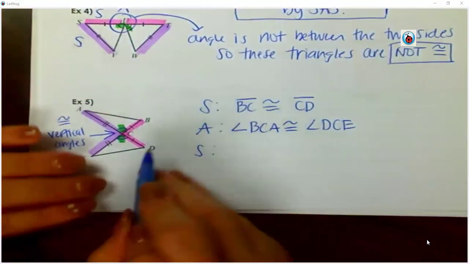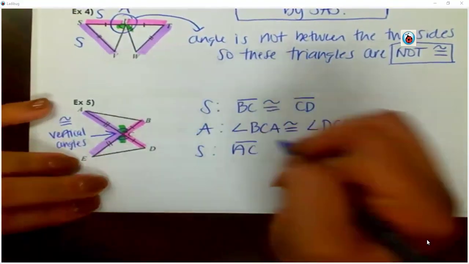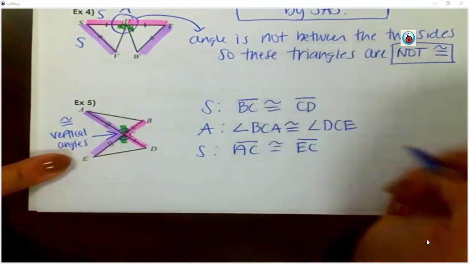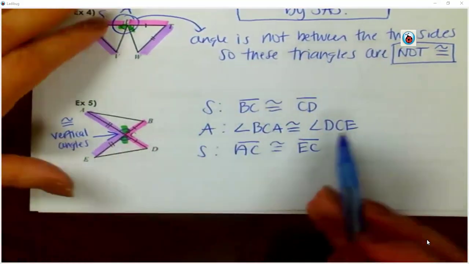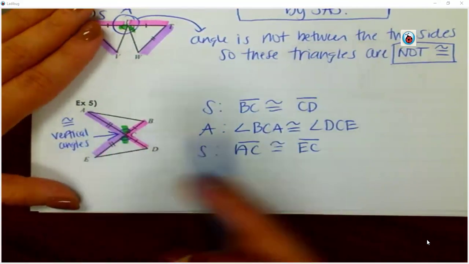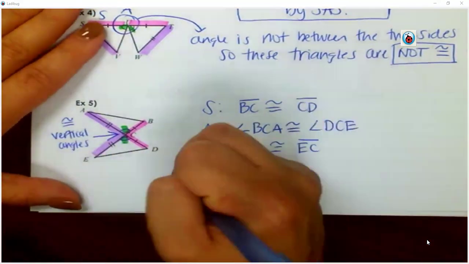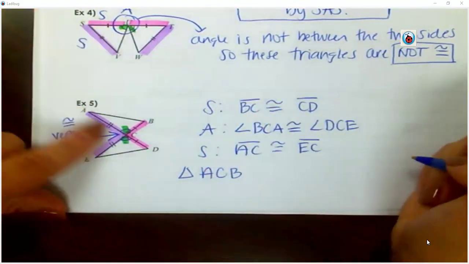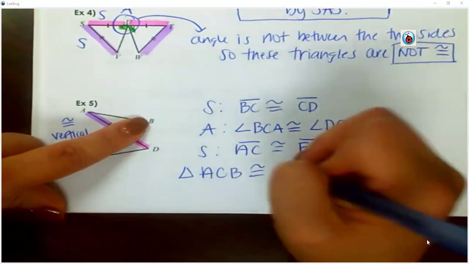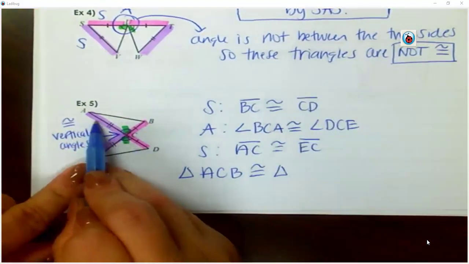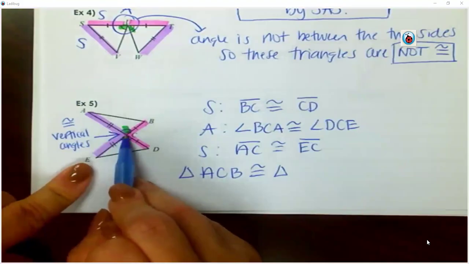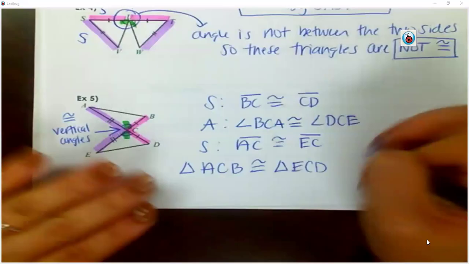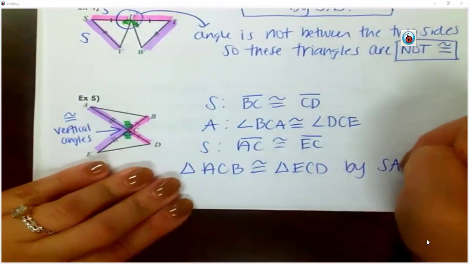Okay, so then my last sides are AC, which is this one right here, is congruent to EC, which is this one right here. So because we know that the angle is between the two sides, I can say that this triangle ACB is congruent to triangle. I have to do it in the same order. I went from purple to the angle to the pink. So ECD by side angle side.